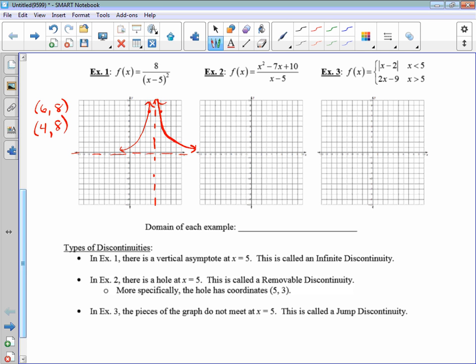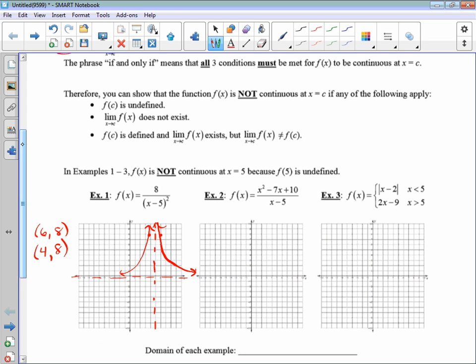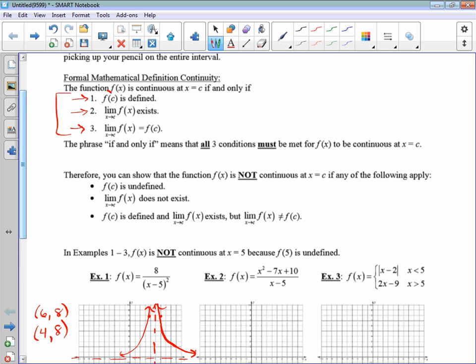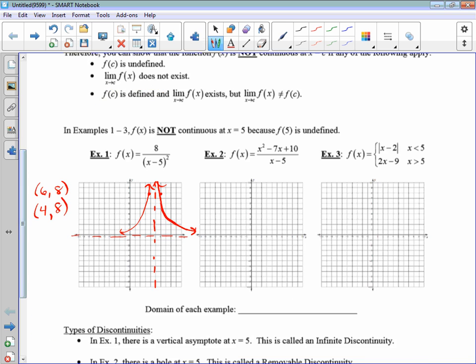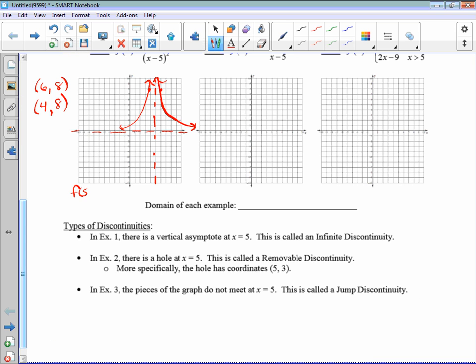Is that a continuous function? It's got an asymptote right in the middle of it, so that is not a continuous function. If we were talking about these 3 steps, the first one would not be met. F of that specific value is not defined. If I write it down here, you would say f of 5 does not exist. So you know it's discontinuous. Last year, all you had to do was look at it and tell me, oh, that's not continuous. Now you're going to have to be much more specific with that.